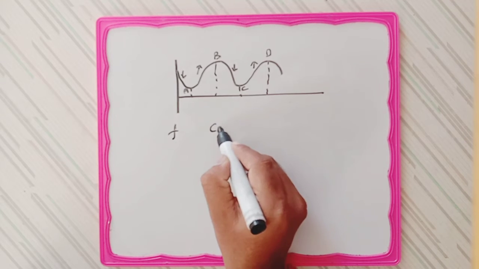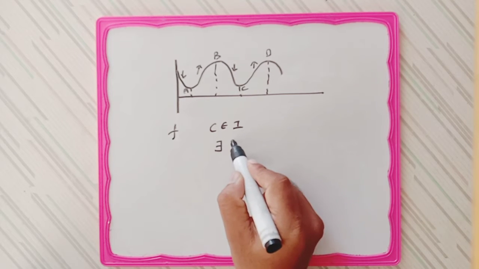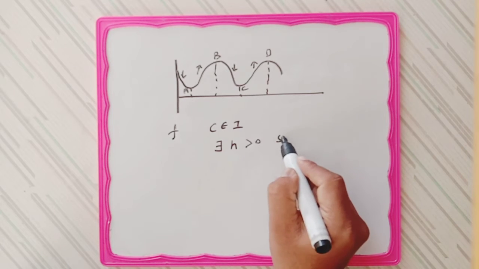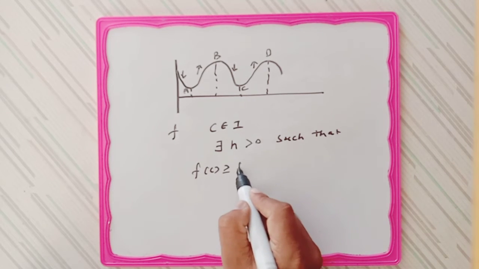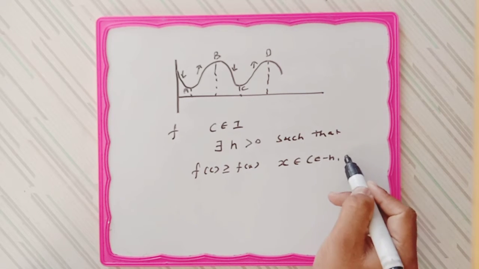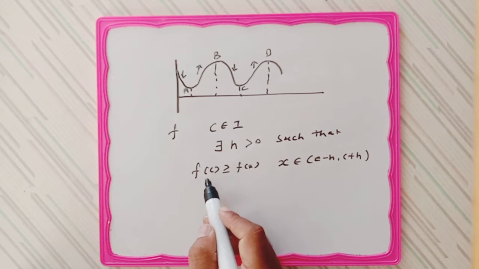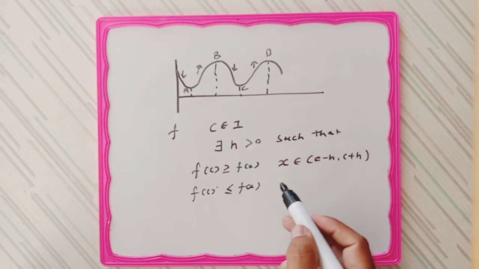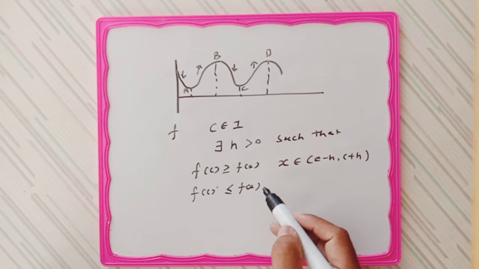If f is any real function, and c belongs to interval I of f, then there exists a small value h greater than 0 such that f(c) is greater than or equal to f(x) for x belonging to (c minus h, c plus h). Then f(c) is called the local maximum value, and if f(c) is less than or equal to f(x), then we can say that f(c) is the local minimum value of f.